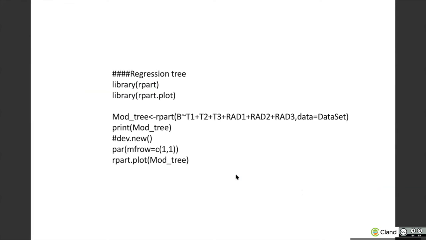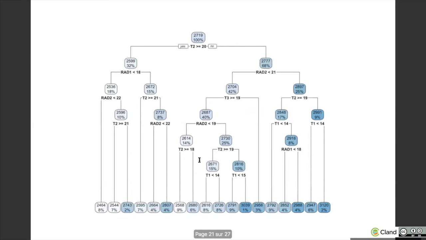So now I will fit a tree to my maize biomass example. This is the syntax. Here I load the library, and here I call rpart. So you see the syntax is very simple. And then I plot the tree. And this is the tree I got.